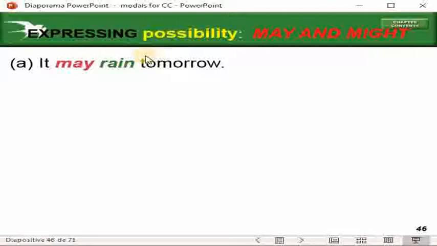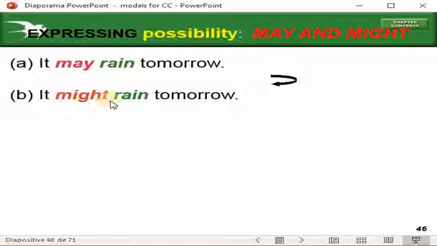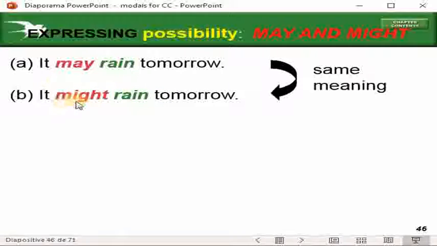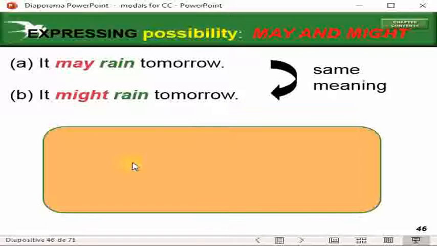We can say here, it can rain tomorrow. Also, we can use it might rain tomorrow. So can, might, and may, they have the same meaning: possibility, probability, or uncertainty. So may, might, or can.